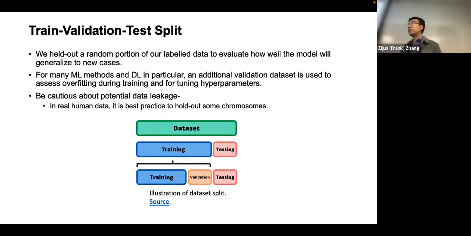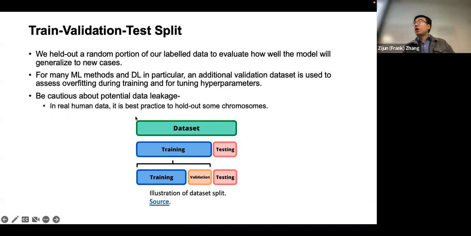I guess this is the basics of machine learning, which is the train, validation, test data split. Hopefully you have already learned about this in the previous workshop, but very briefly, we always want to randomly hold out a portion of our labeled data in order to evaluate how our model can generalize to unseen data. For many statistical methods, for example logistic regression, just holding out the test data set sometimes will be enough. But for deep learning, because it's so powerful, it's so easy to overfit, we additionally need to hold out a set of validation data for the purpose of tuning hyperparameters and assessing overfitting during the training process. You will be able to see that in your coding practice.